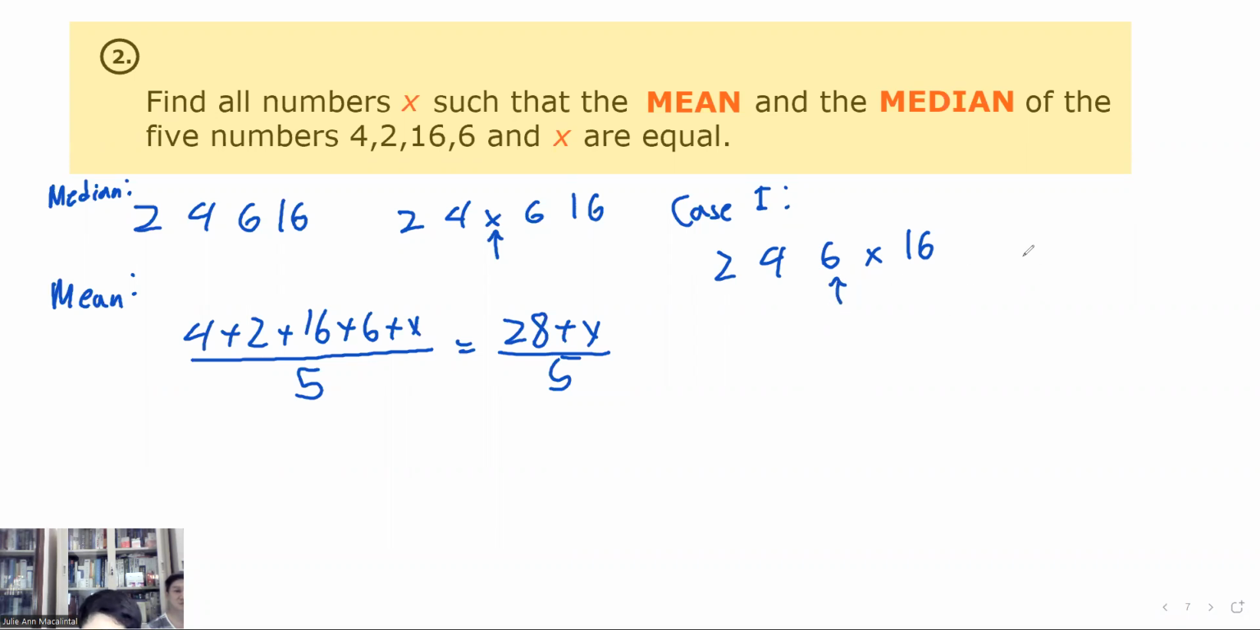So we want the mean and median to be equal. So the mean, which is 28 plus x over 5, should be equal to 6. But when we solve this, we see that 28 plus x equals 30. So then x will be equal to 2. But we just said that x must be greater than 6 but less than 16. So this is impossible.